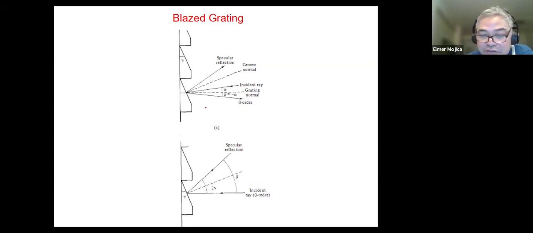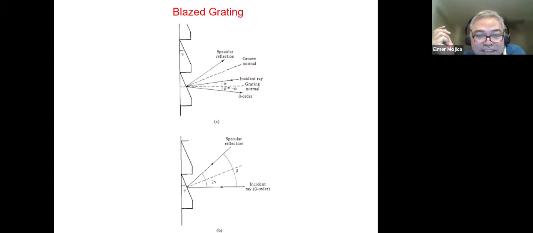The zero order no longer corresponds to a specularly reflected ray. Now in B, as you could see here, your incident ray is normal to the grating surface and reflection occurs at 2 gamma. So the angle that you have here is twice the angle that you have here. This is your incident light and this is your specular reflection.